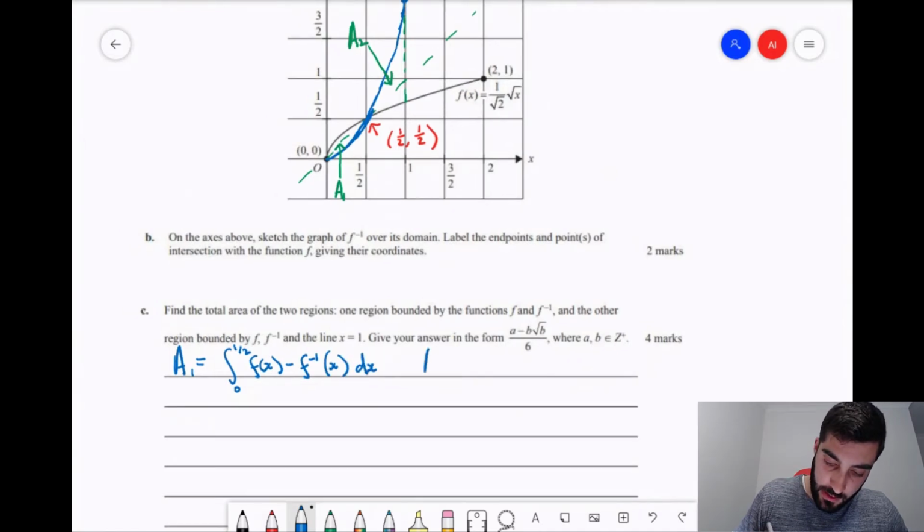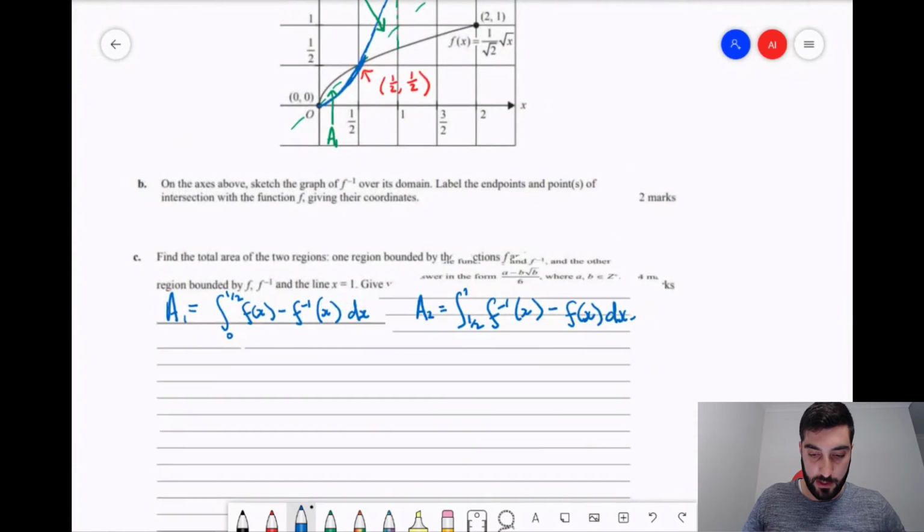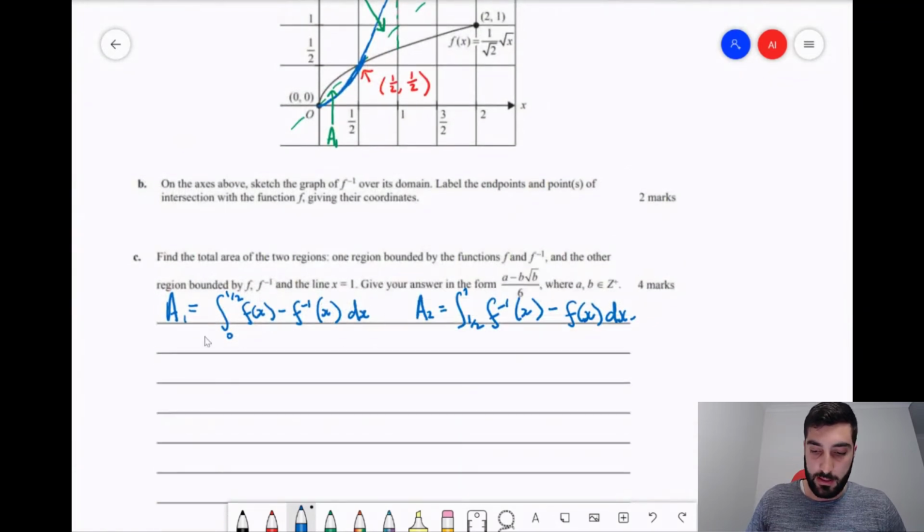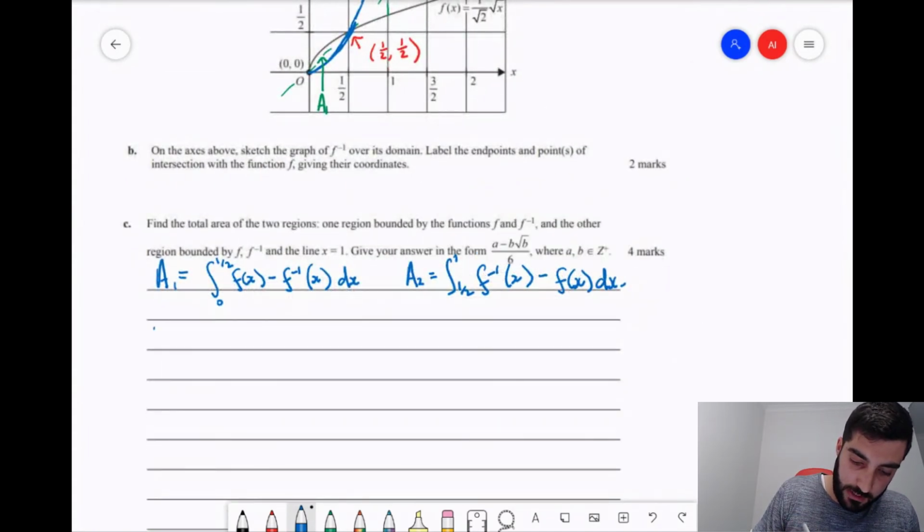Next, let's define the area A2. We know that's defined between half up to 1, so 1 up the top, half down the bottom. And this time we've got the inverse function on the top and the original function on the bottom. So the inverse goes first, minus the original, dx. Great, so that's how I've set up the two areas. Once you evaluate those and sum them together, you'll get an answer, and then you just need to re-express it in that form. I'm not going to go through the entire integration because it's a bit tedious, but to show you the next step or so.